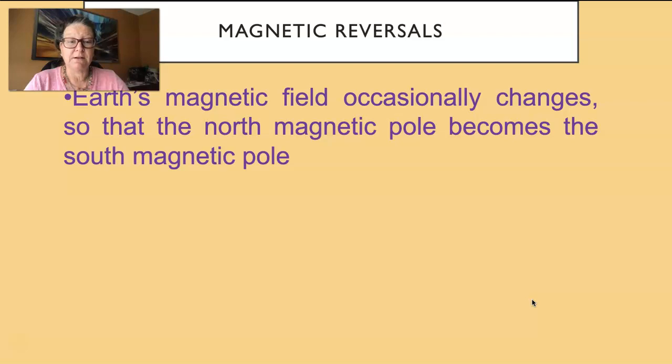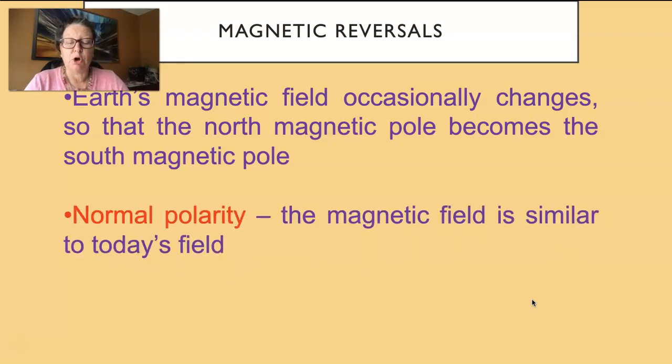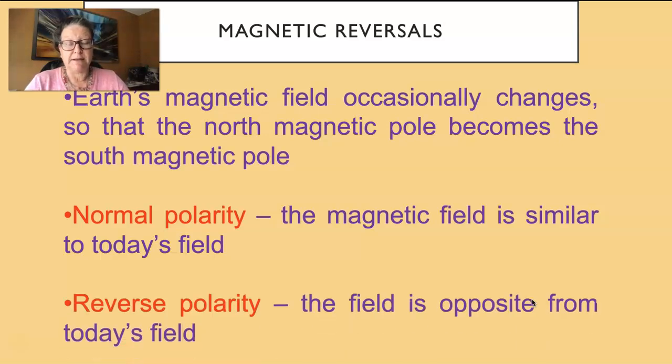So Earth's magnetic field occasionally changes what we call polarity. A normal polarity is similar to how the magnetic field is today. Your compass needle would point north. A reverse polarity means that it would be pointing south.